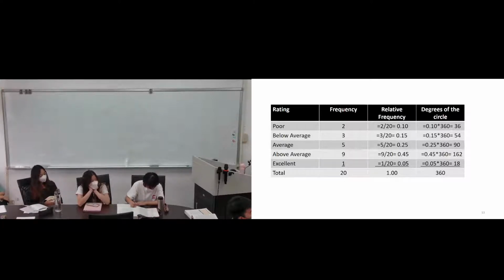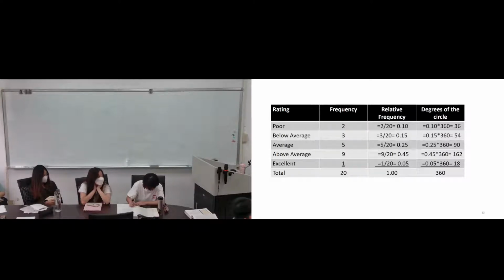Above average is 45%, which is about 162 degrees. So in the pie chart, we use 162 degrees to specify the 45% that rate above average.